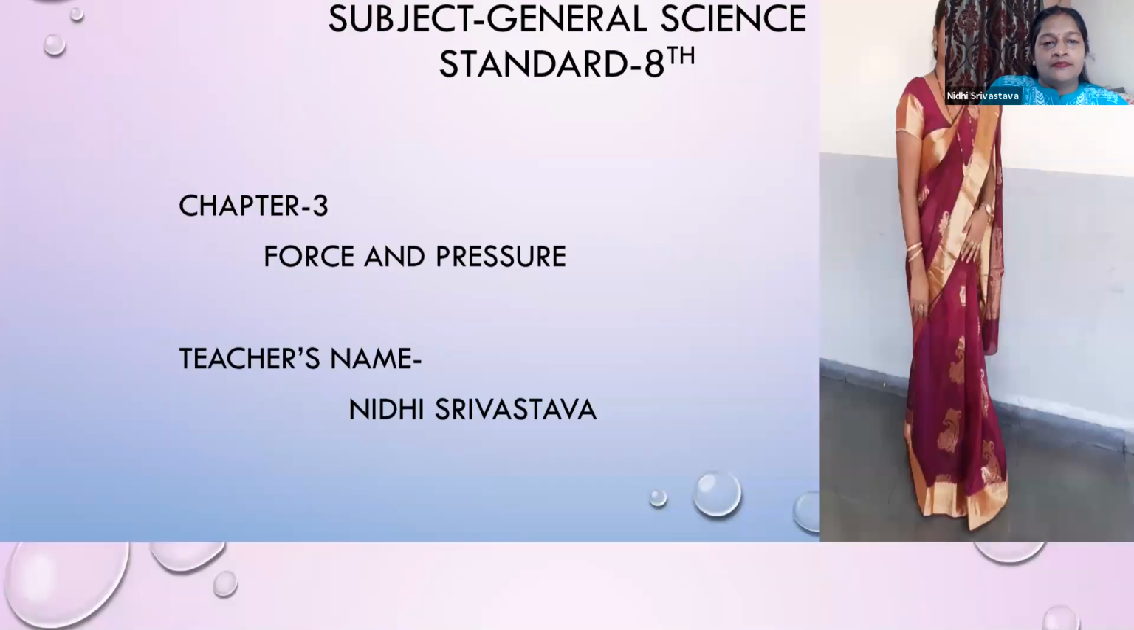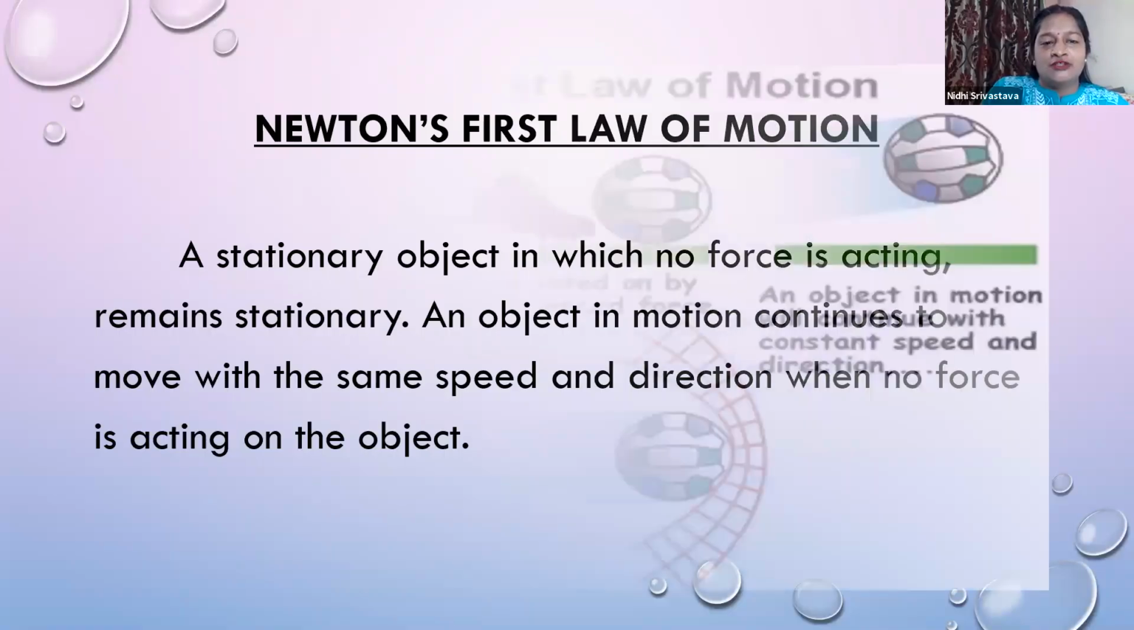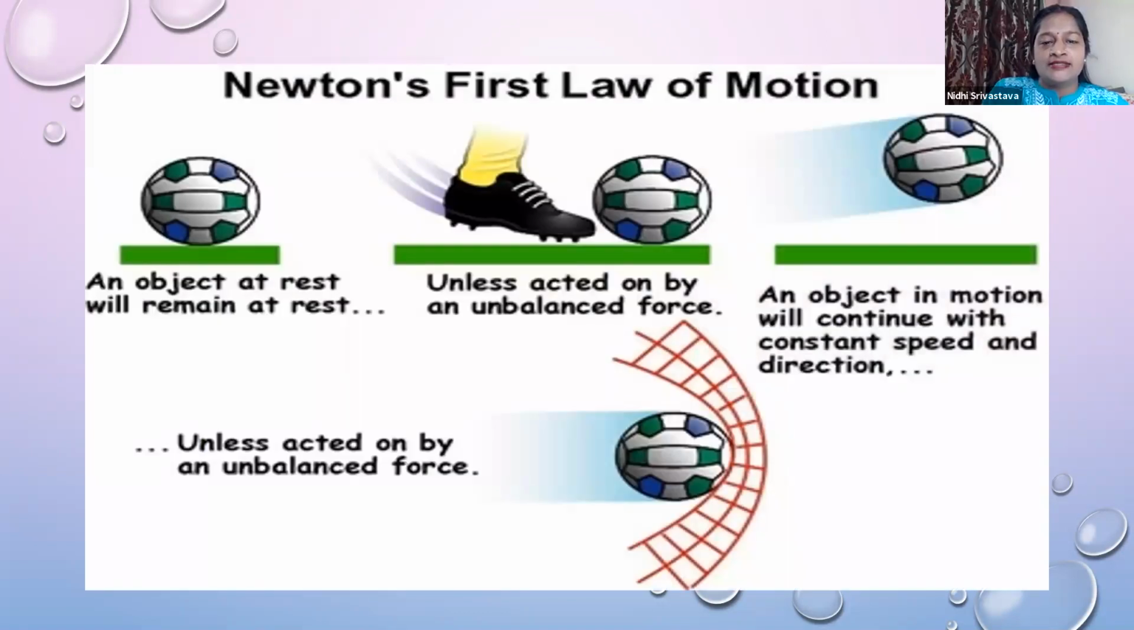So first of all, we know Newton's first law of motion. A stationary object in which no force is acting remains stationary. An object in motion continues to move with the same speed and direction when no force is acting on the object. Newton's first law of motion. This is the example pic. An object at rest will remain at rest unless acted on by an unbalanced force. An object in motion will continue with constant speed and direction unless acted on by an unbalanced force.